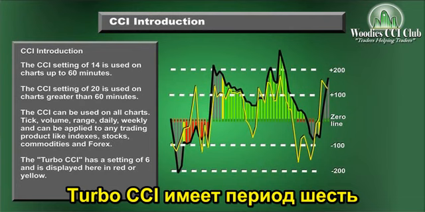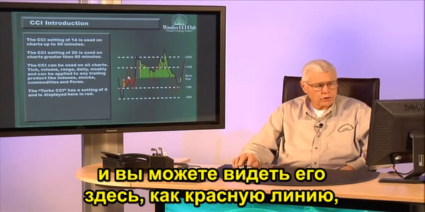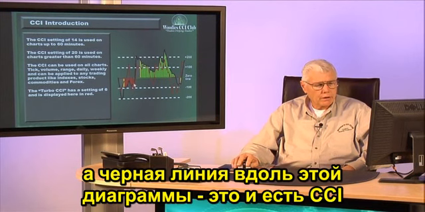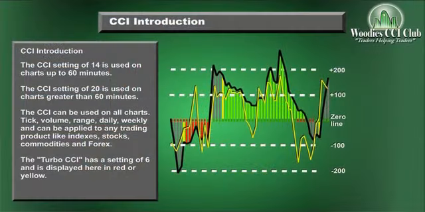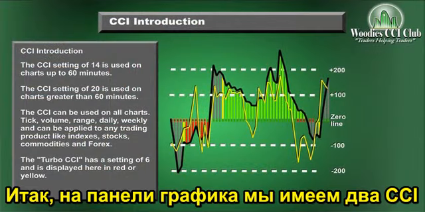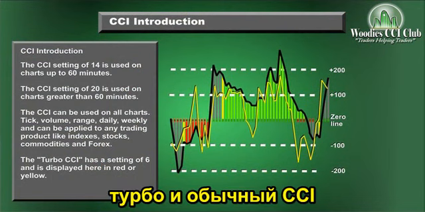The Turbo CCI has a setting of 6, and as you can see here, the Turbo is this red line, and that is the Turbo CCI, and the black around the histogram is the regular CCI. So on the trading panel, we have two CCIs. We have a Turbo and we have the regular CCI.